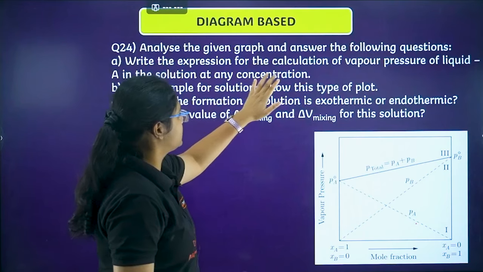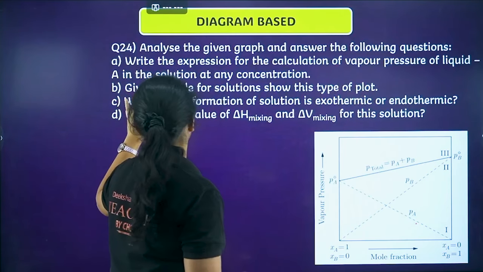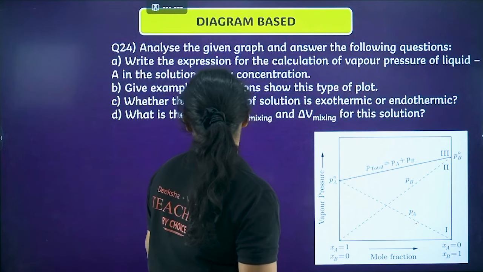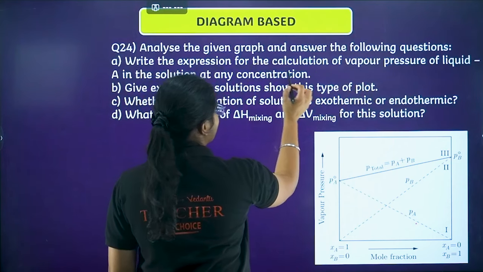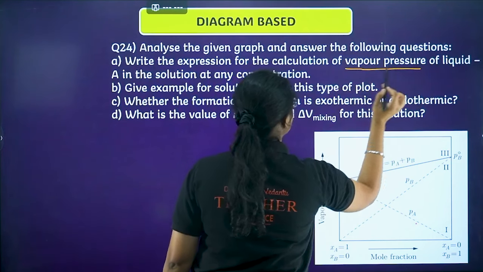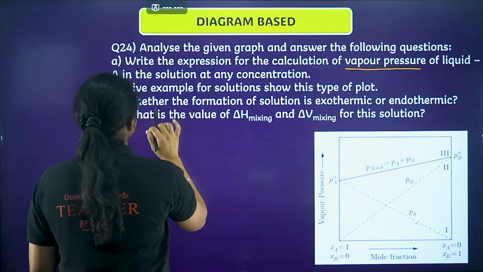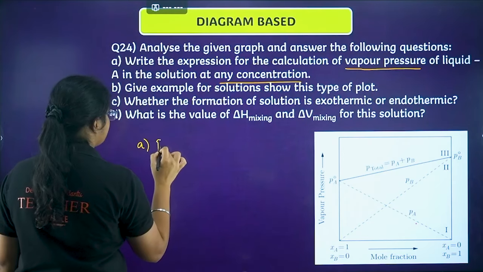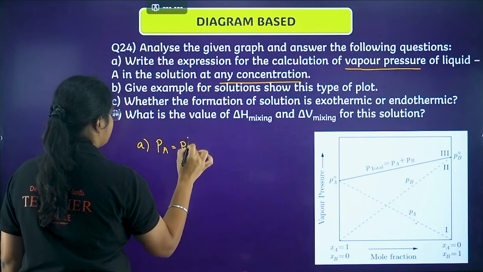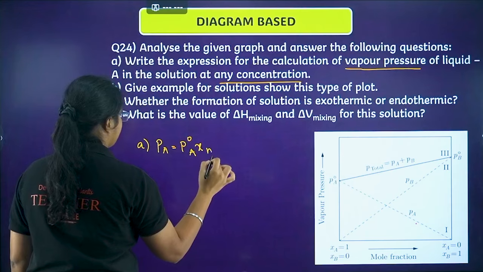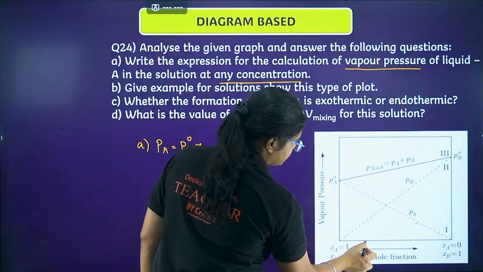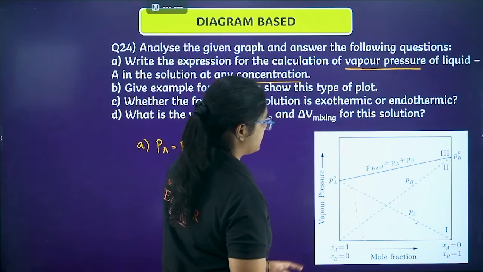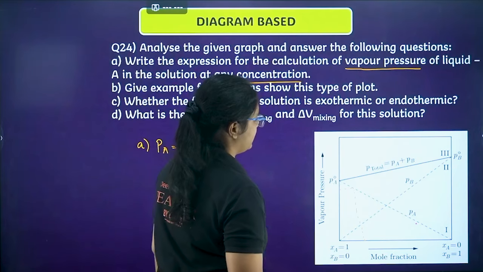Next question, analyze the given graph and again you have to answer. Write the expression for the calculation of vapor pressure of liquid A in the solution at any concentration. So to calculate only the vapor pressure of A, you need the formula P naught A into XA. At any point, for example at this point, you can just calculate. So what is the pressure at this one? That will give you this one. So P naught A into XA.